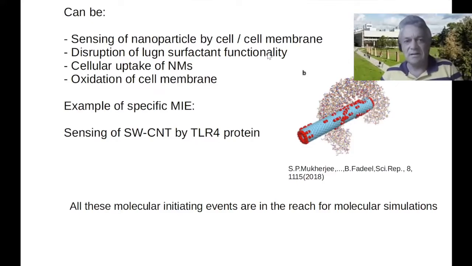Cellular uptake of nanomaterials can cause oxidation of the cell membrane. This is an example of a specific molecular initiating event: single wall carbon nanotubes are sensed by a toll-like receptor protein, which is an important protein in the immune system. And it is clear that all these effects are within reach of modeling by molecular simulations.